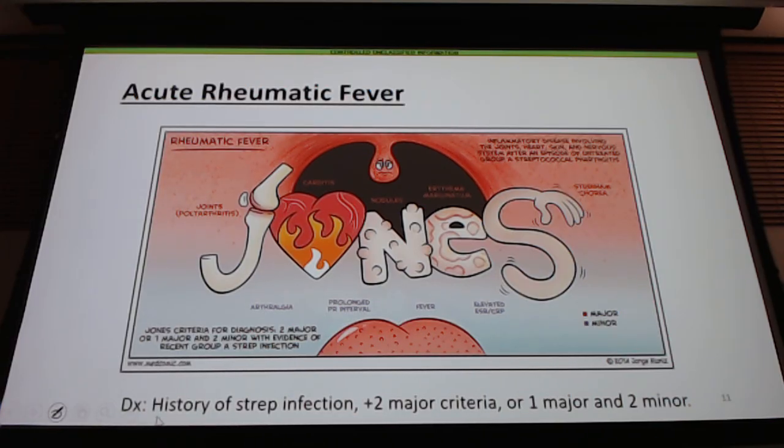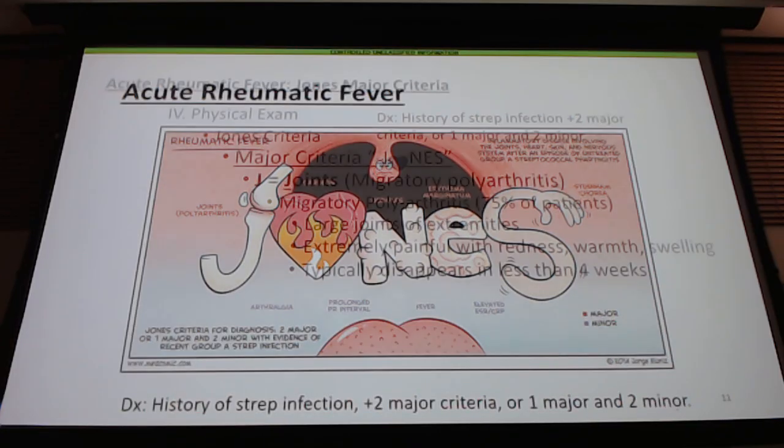But one of the key things that you have to remember is that there is a history of strep infection, or at least I can show that there was a strep infection recently. If you can't prove that, then Jones criteria doesn't really suffice for our patients. But if you can show they had that strep infection, then you either get two major criteria to be officially diagnosed with acute rheumatic fever, or you can get one major and two minor.